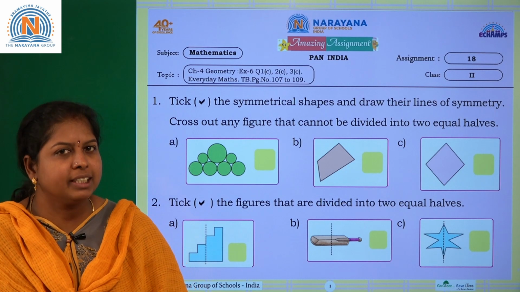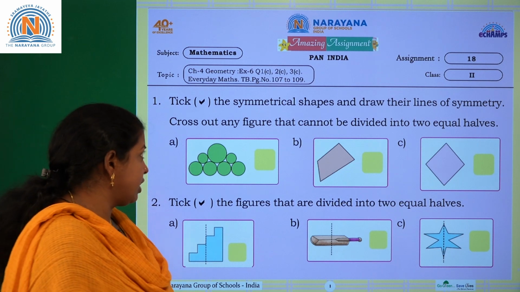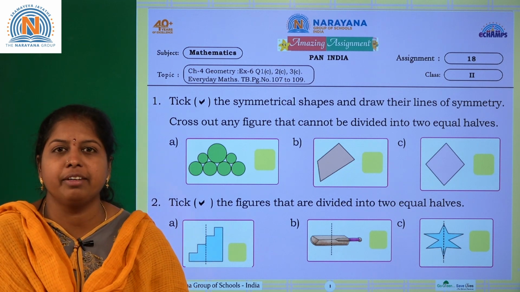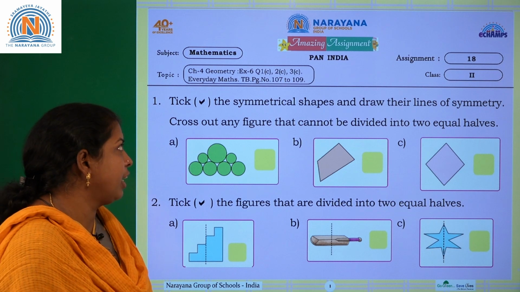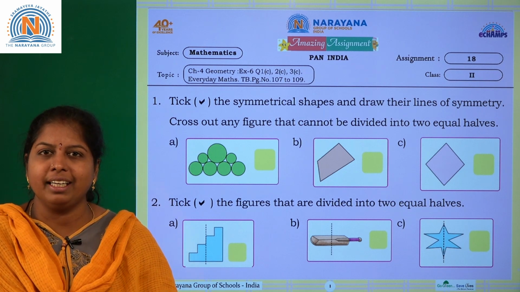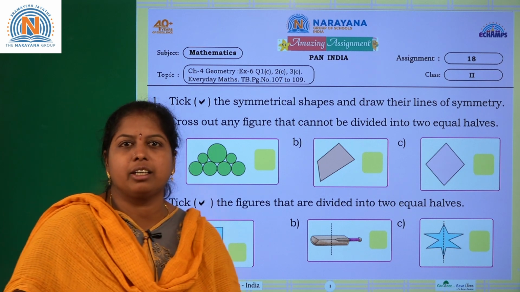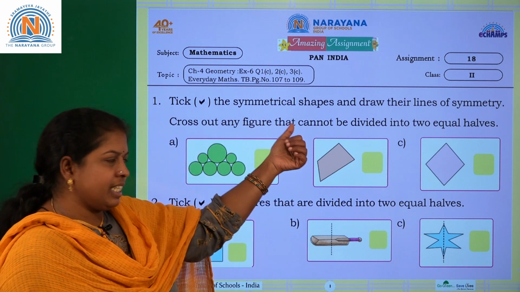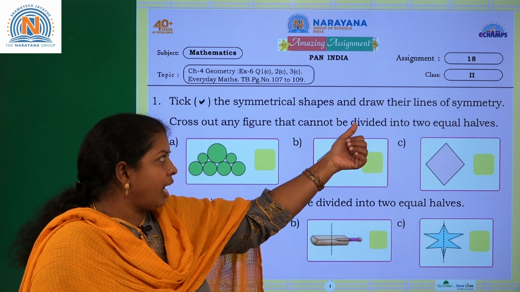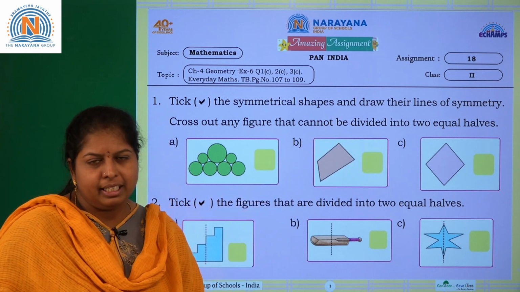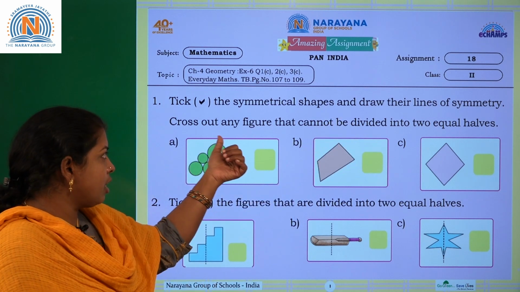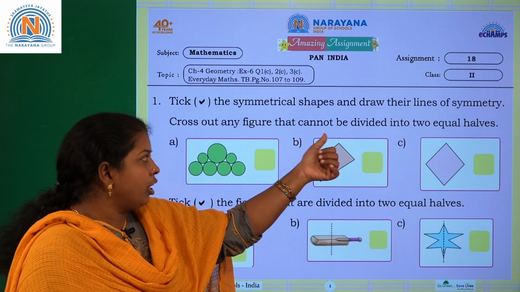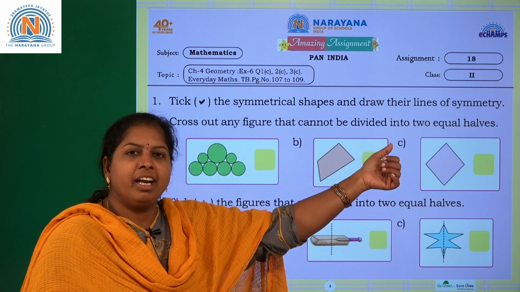Our today's amazing assignment is based on the concept geometry, and for this you can refer to our textbook page numbers 107 to 109. Okay, let's start our today's session. Our first question is, take the symmetrical shapes and draw their lines of symmetry. Cross out any figure that cannot be divided into two equal halves.